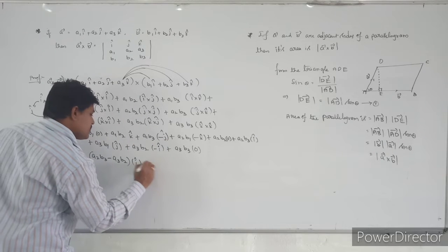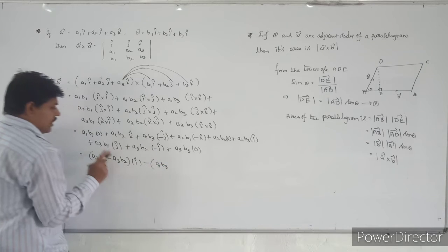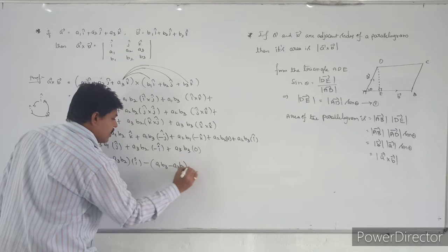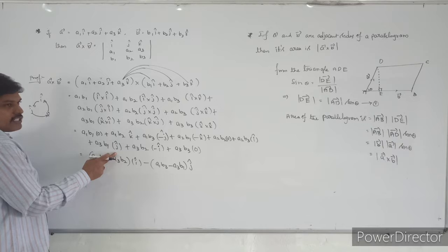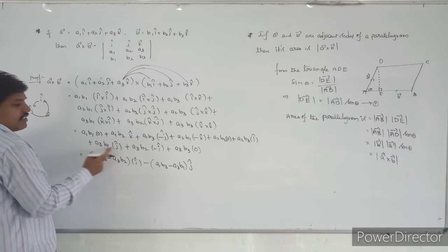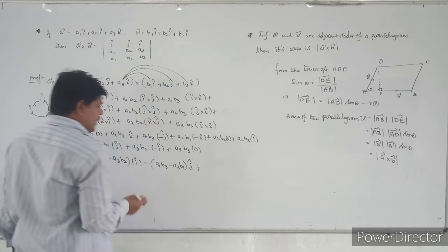Next, minus J. I will take that minus J common. So it will become A1B3 minus A3B1 into J cap. From these two I have taken the minus common, so it will become minus A1B3 minus A3B1 into J cap.